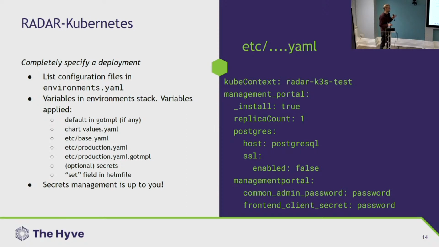As an example of other values that we would give, like in production, you would say, well, for the management portal, I want to install it. I want to use this many replicas, so this many copies running at the same time. This is my Postgres, and this is some other configuration values.